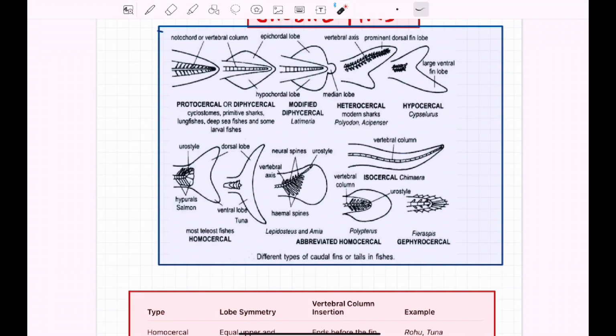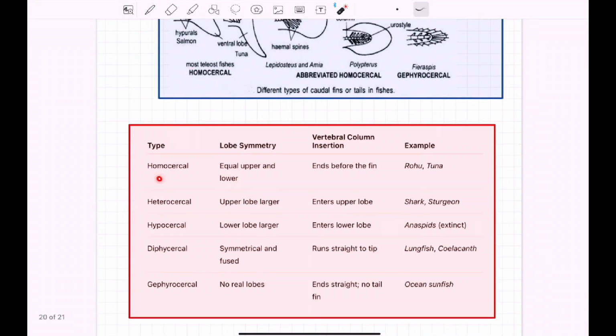There are different types of caudal fins too. For example, we have homocercal where upper and lower portions are equal, for example rohu. In heterocercal, the upper lobe is larger, for example shark. Hypocercal means that the lower lobe is larger. Anapsids, these are extinct. Diphycercal, it is a symmetrical and fused caudal fin, for example lungfishes or coelacanths. Gephyrocercal, there are no real lobes, they are straight. At the end it will be straight, for example ocean sunfish.